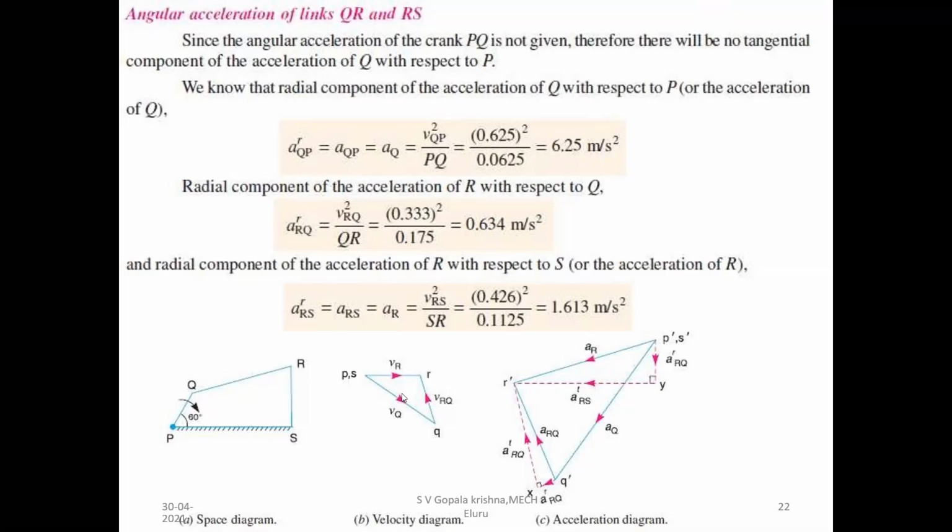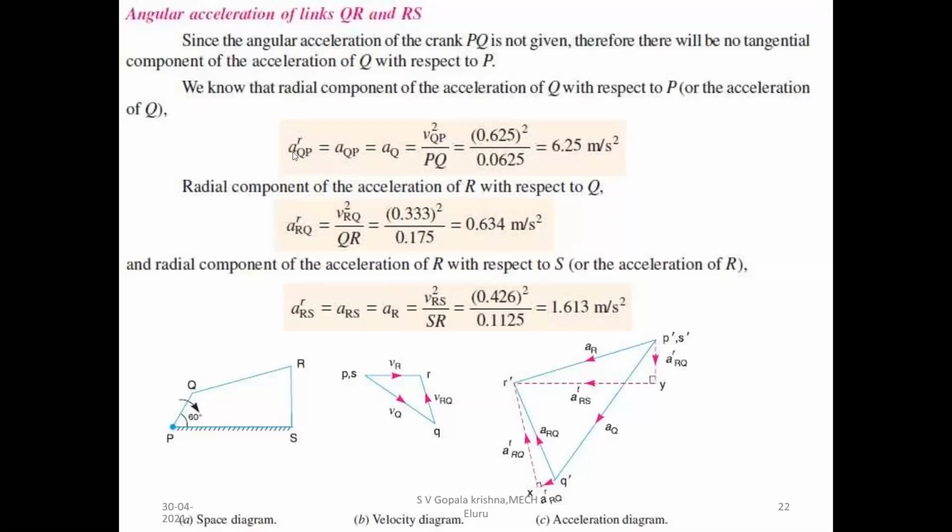Okay, this is also going to be horizontal. So that is the perpendicularity. The velocity is always perpendicular to the links. That is a must, keep it in your mind. Now we are going to draw our acceleration diagram.